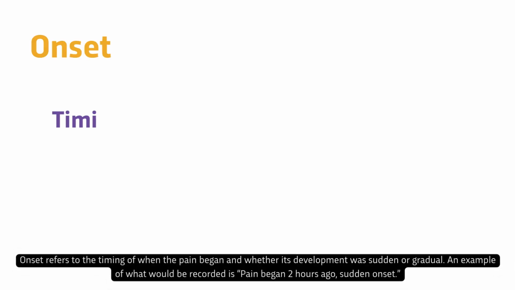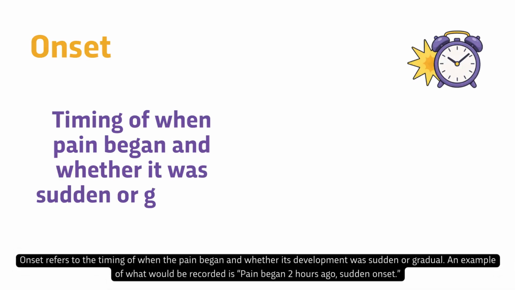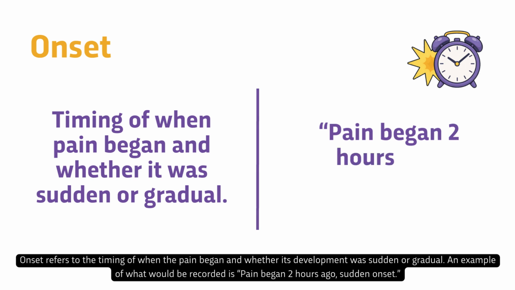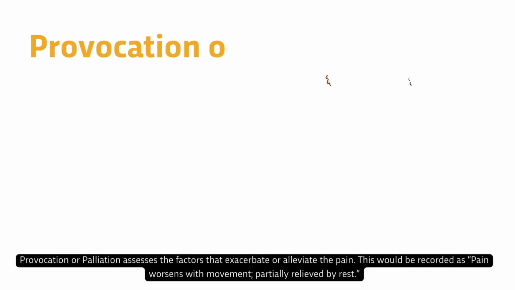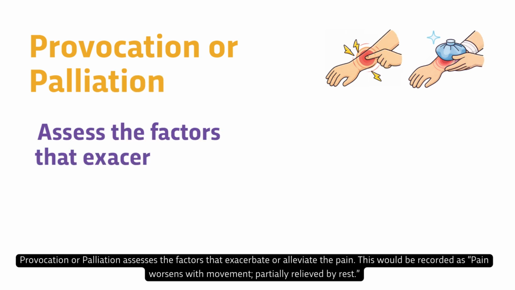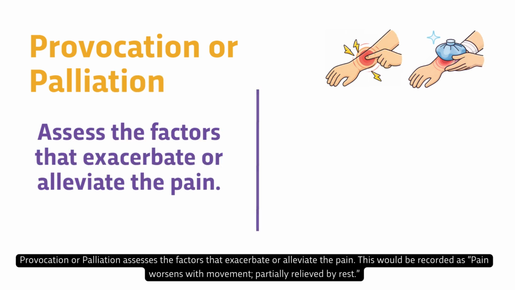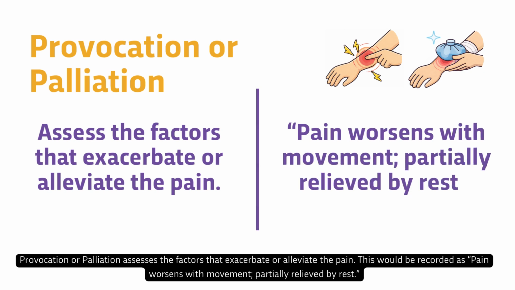Onset refers to the timing of when the pain began and whether its development was sudden or gradual. An example of what would be recorded is, pain began 2 hours ago, sudden onset. Provocation or palliation assesses the factors that exacerbate or alleviate the pain. This would be recorded as, pain worsens with movement, partially relieved by rest.